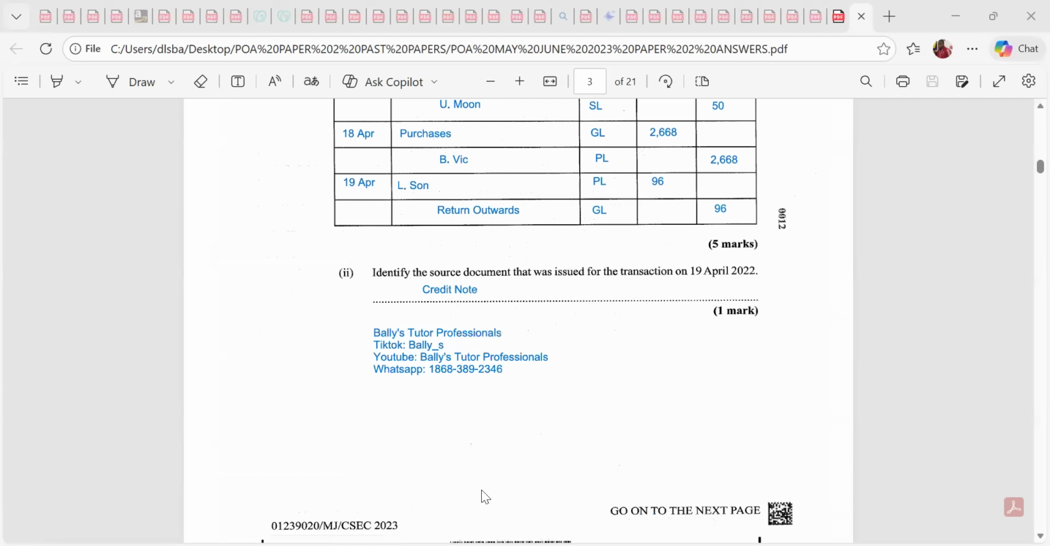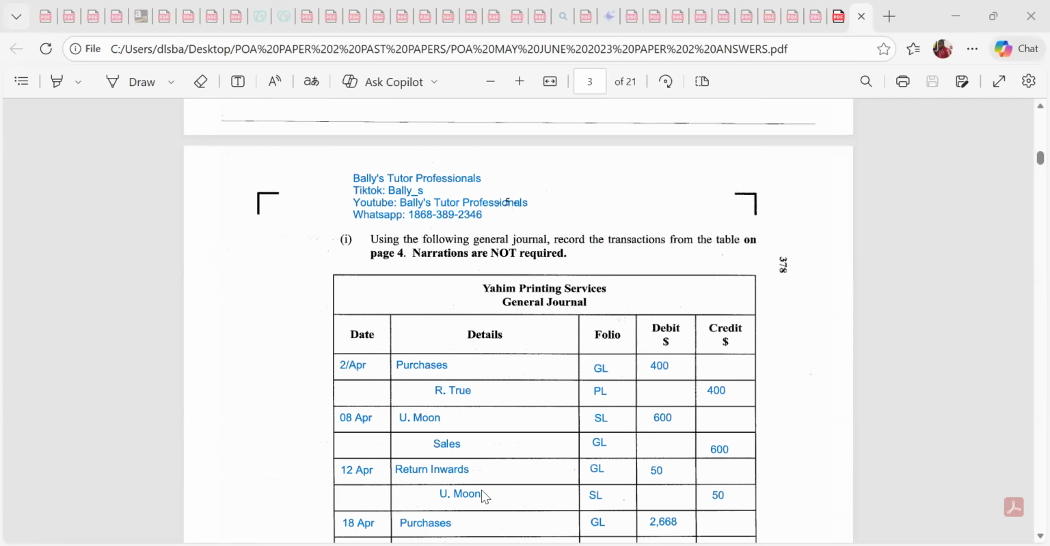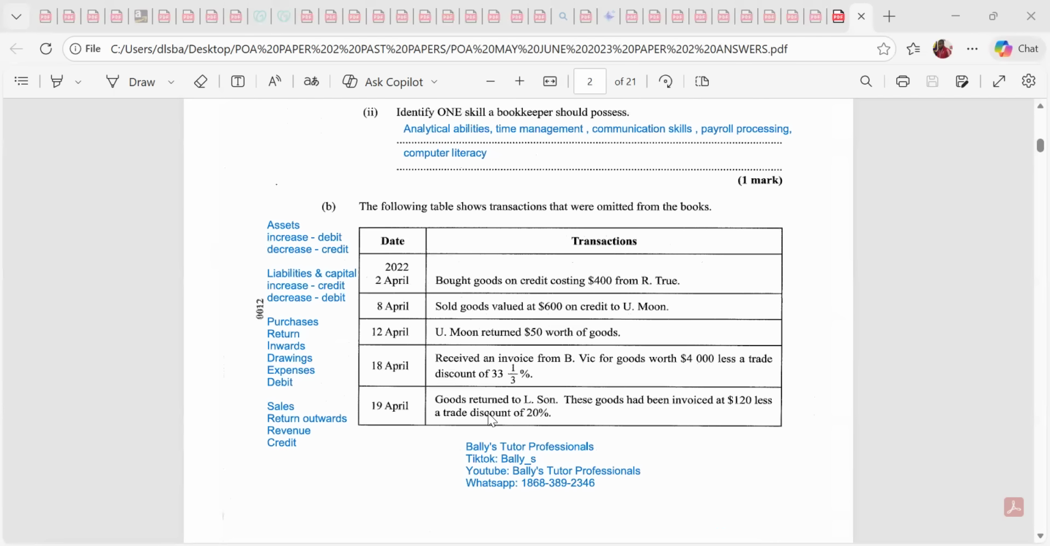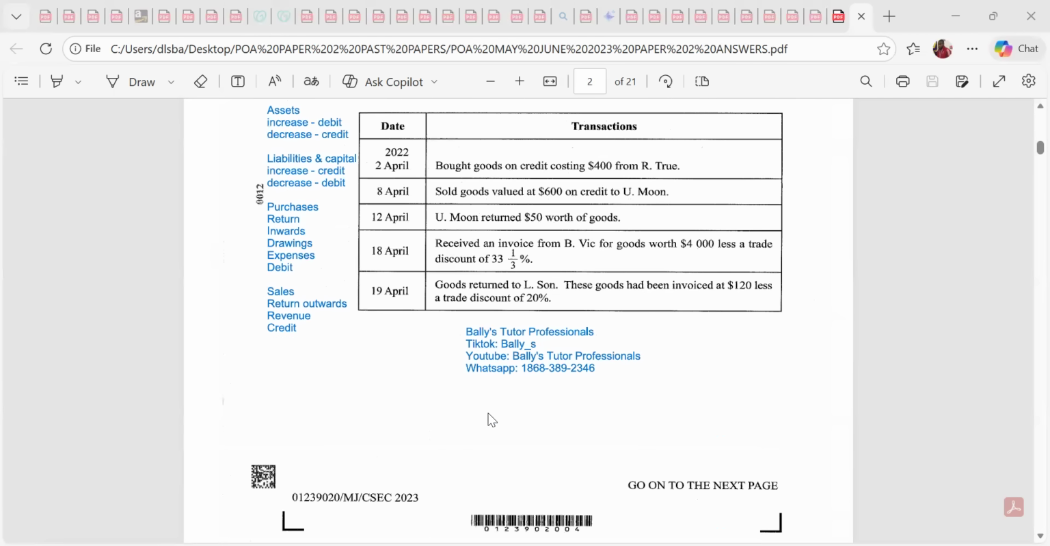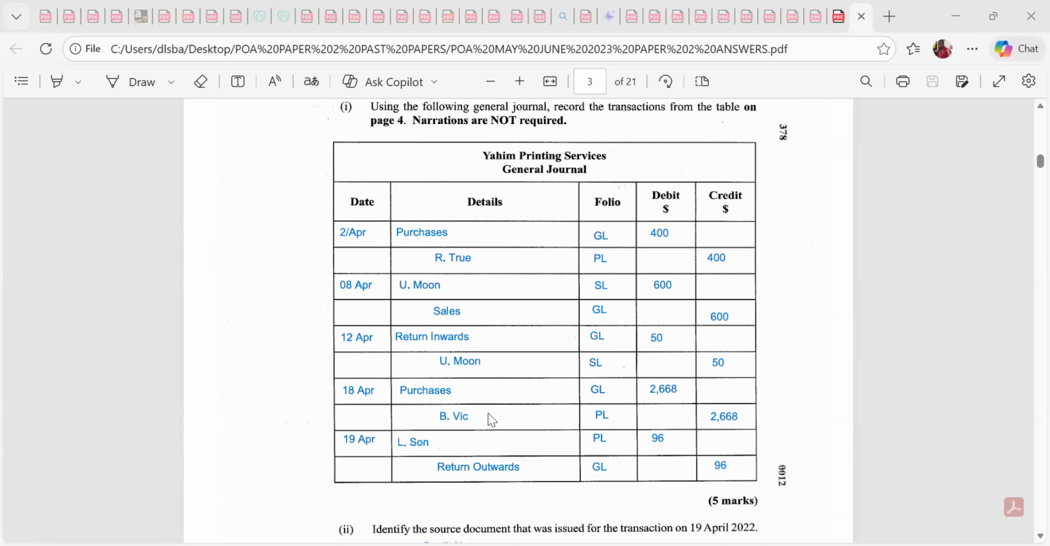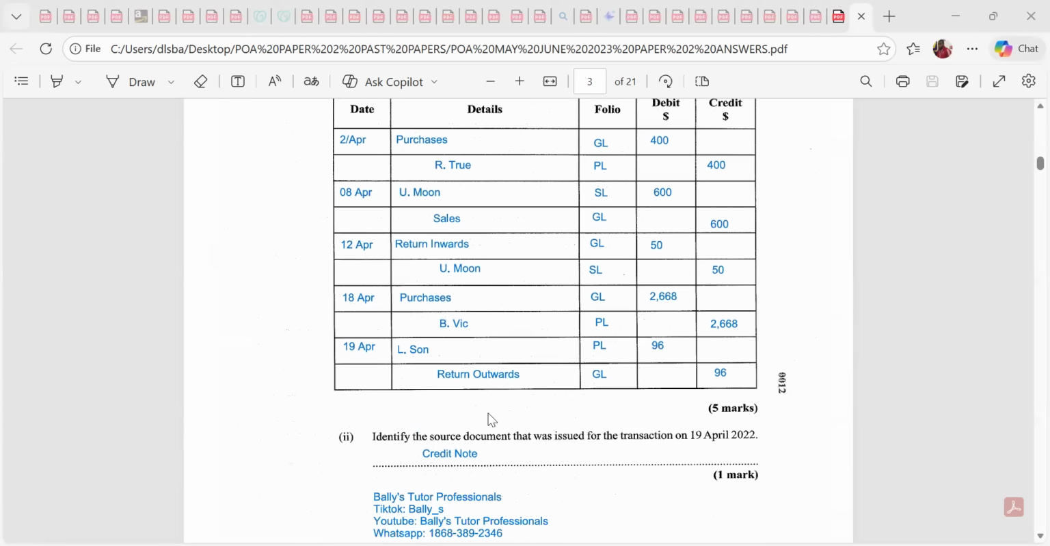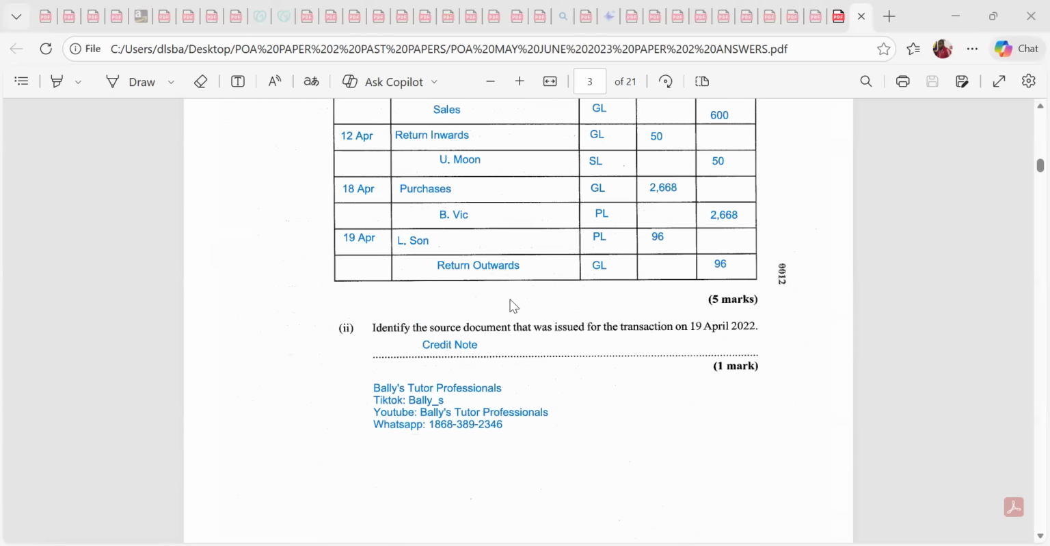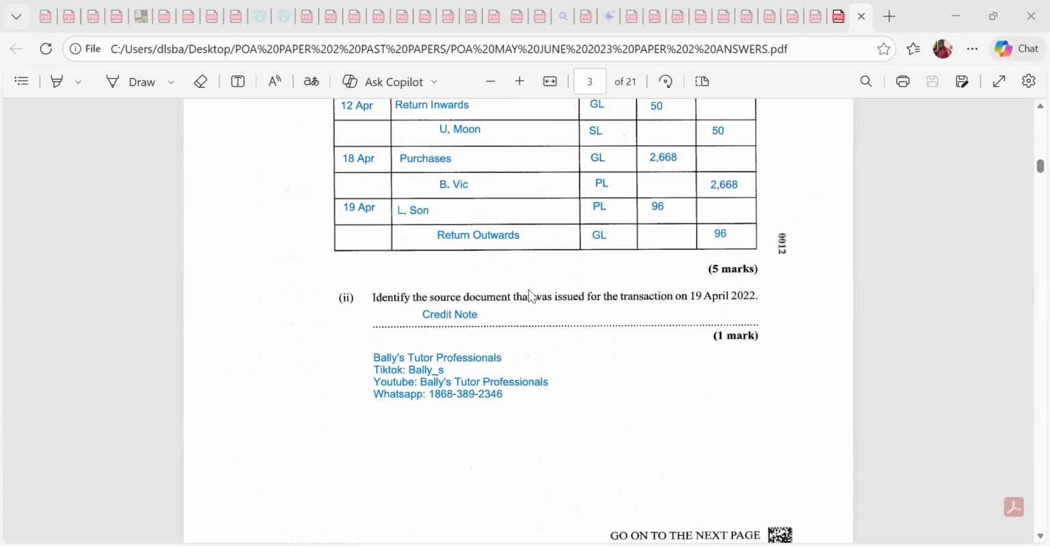Used to identify the source document that was issued on the transaction of the 19th of April. The 19th of April was goods being returned. When goods are returned, you use the credit note.